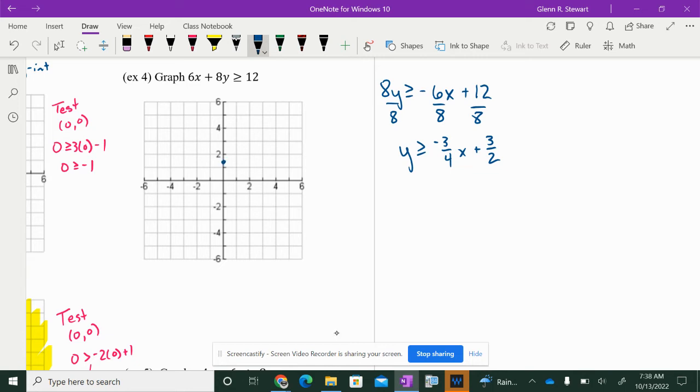And from that point, I'm going to go down 1, 2, 3, and then to the right 1, 2, 3, 4. Or I'm going to go up 1, 2, 3, and then to the left 1, 2, 3, 4. Solid line. And it's greater than, so I'm going to shade above. Again, if you need to, you can put that test point into the equation to see if it holds true.